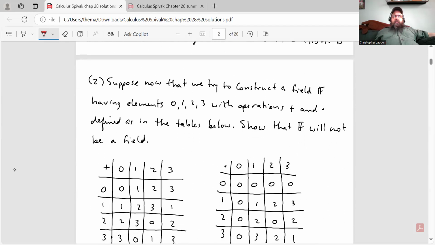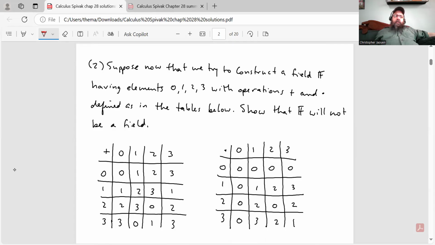Okay, question number 2 is very similar. Suppose now that we try to construct a field F having 0, 1, 2, 3 with operations plus and multiplies as defined in the table below. Show that F will not be a field.